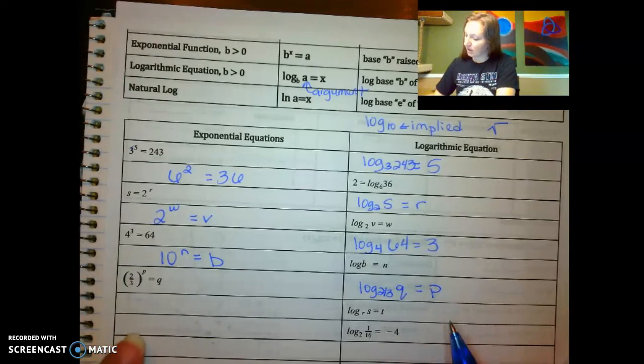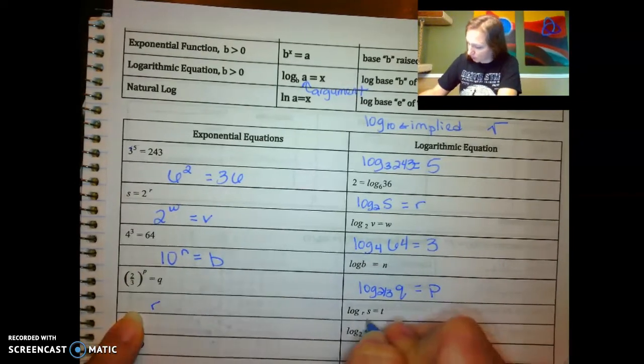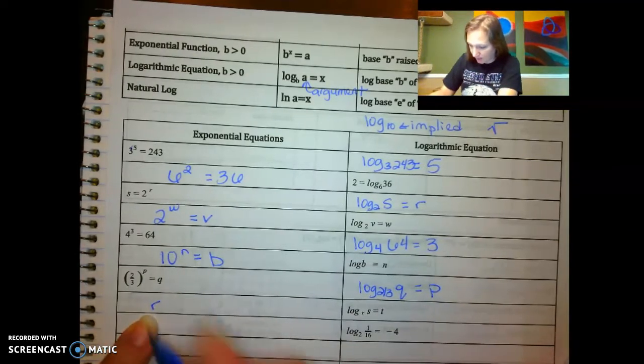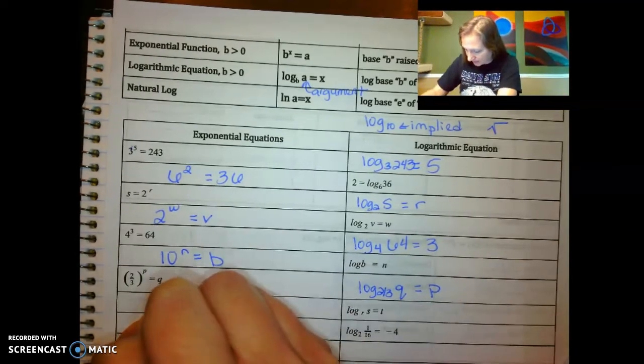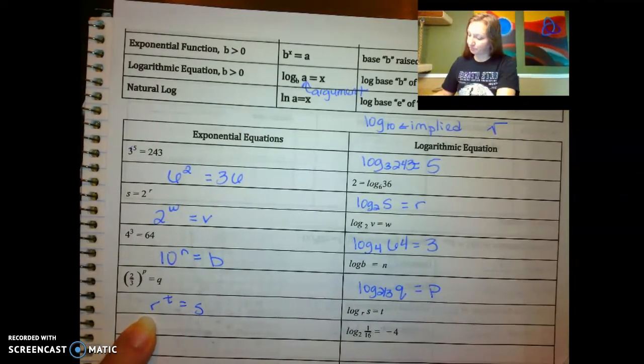Okay? This one is the same kind of problem. Base stays the base, so the base of the log is going to become the base of the exponent. T is the exponent, and S is what it will equal.